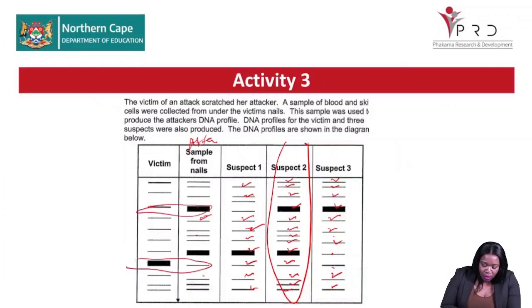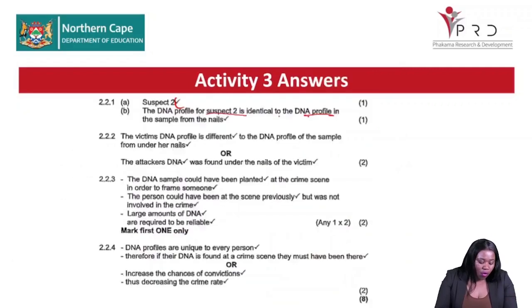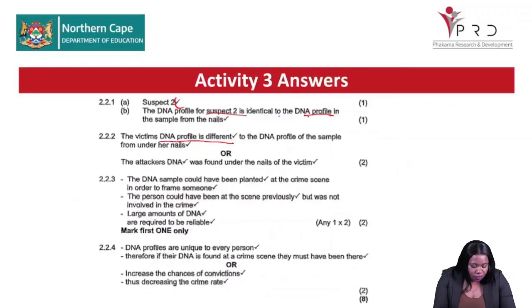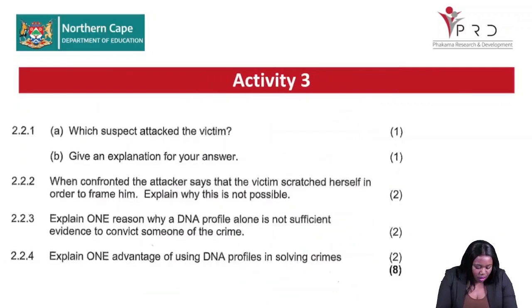We can see here they're not matching by just simply looking at the bigger bands. So there is no way that this sample from the nails is the sample from the victim's DNA. So the victim's DNA profile is different from the DNA profiles from under the nails. Or you can say that the attacker's DNA was found on the nails and not that of the victim.